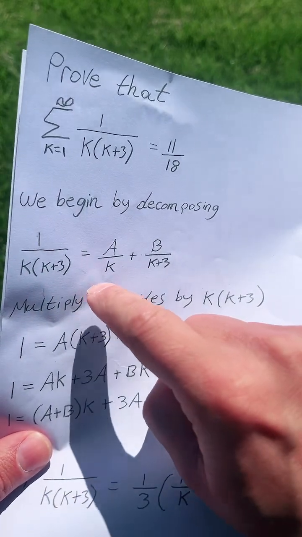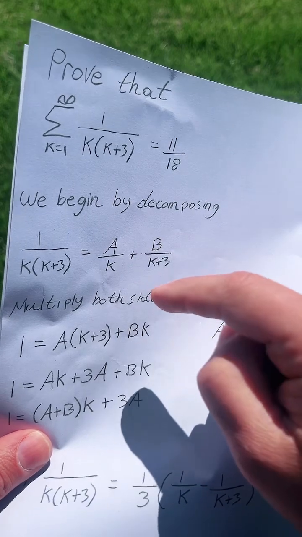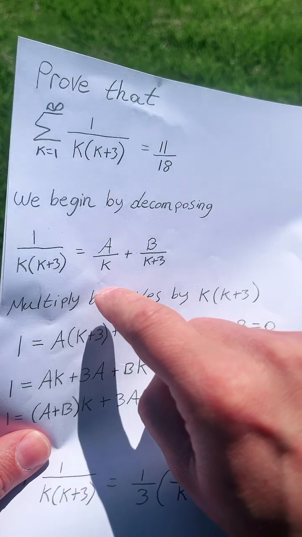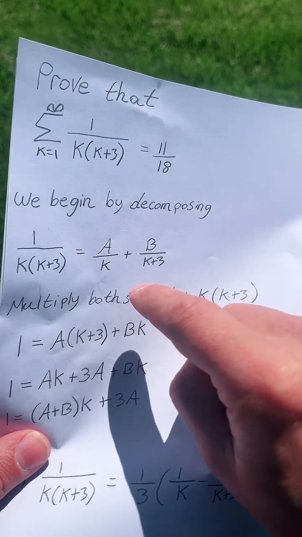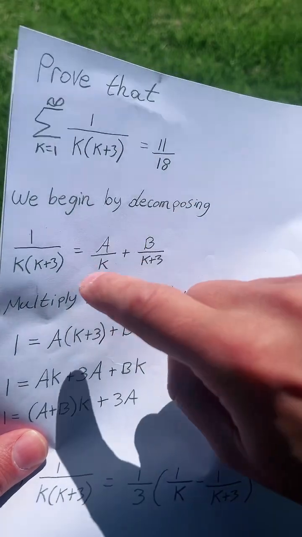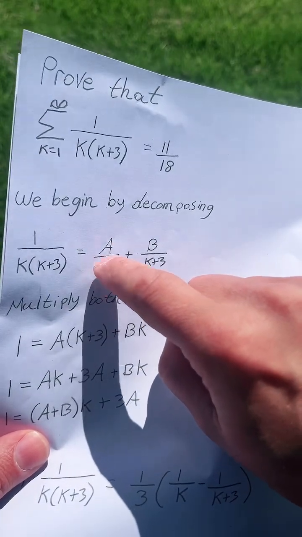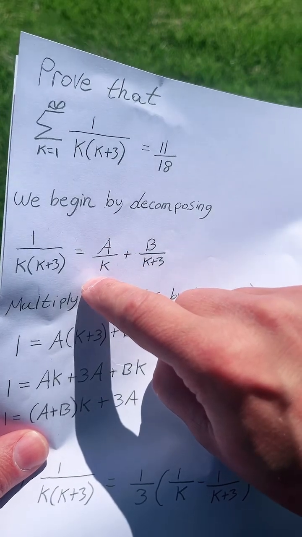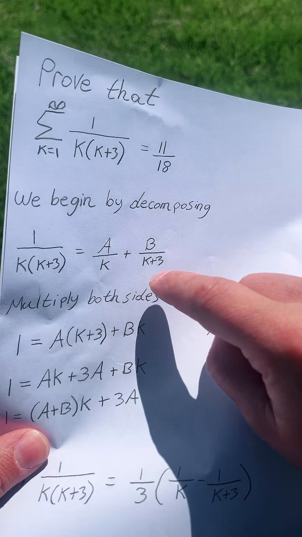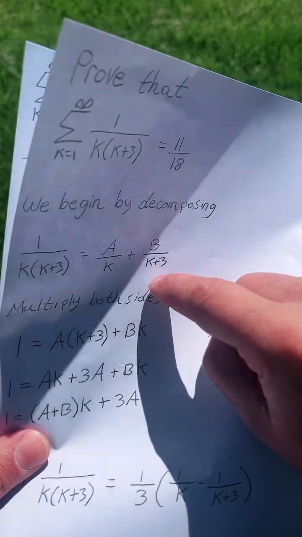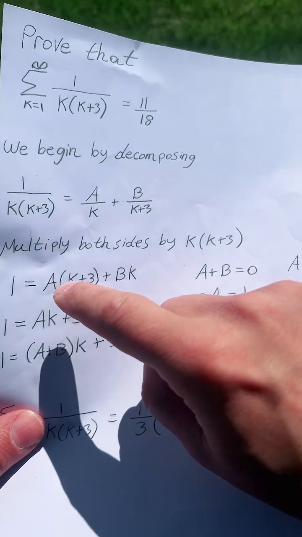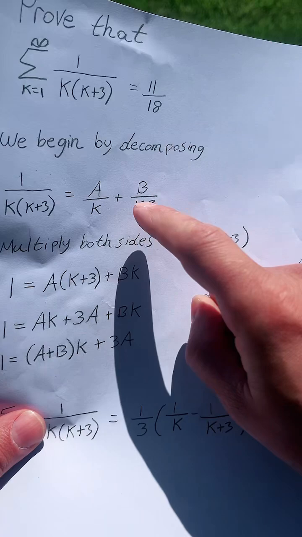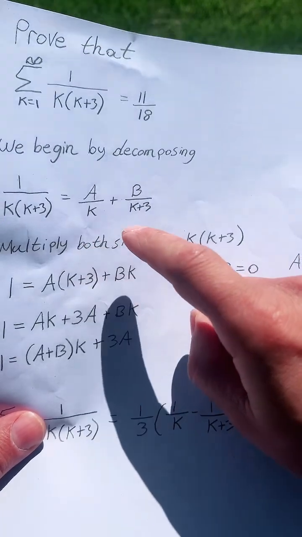And then if we were to add these two fractions together, well, we would need the same bottom, right? We need a common denominator. So to do so, we can use the common denominator of the product of k times k plus 3. So to add these fractions together, well, we have a k here, a over k. We can multiply a over k by k plus 3 over k plus 3. And then for b over k plus 3, we multiply by k over k. So we're going to have a times the quantity k plus 3 and then plus b times k, and that's all going to be over k times the quantity k plus 3.